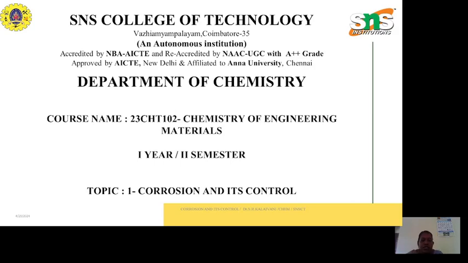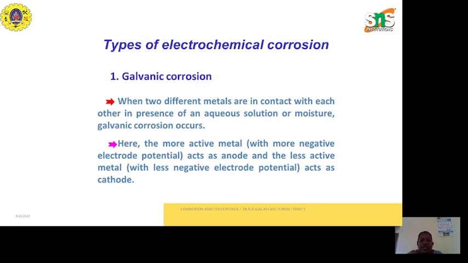Good morning. Today I am going to discuss types of electrochemical corrosion. What is meant by electrochemical corrosion? Electrochemical corrosion occurs in the following two categories. One is when two dissimilar metals are in contact with each other in the presence of an electrolyte, or a metal is exposed to varying concentration of oxygen.